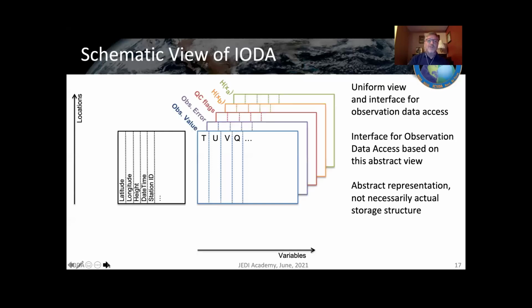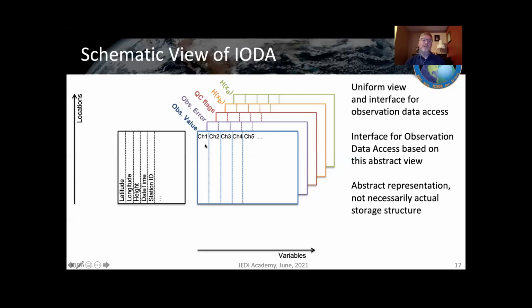And you can have different tables where you have the error estimates and QC flags that come from the data providers, and then the results of H of X. And they all have T, U, V, and Q as their columns here. So each one of these tables is like a different group, and each column within the table is like a different variable. And then these are metadata that are over here. So you can make another table called metadata and make the variables latitude, longitude, height, date time, and so forth, and organize it that way.